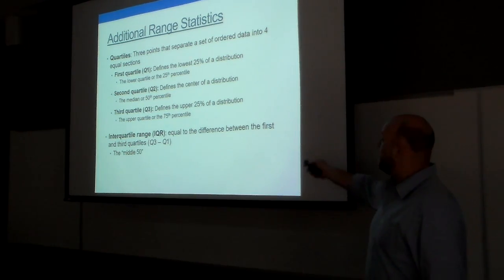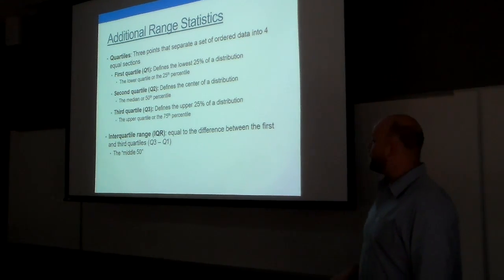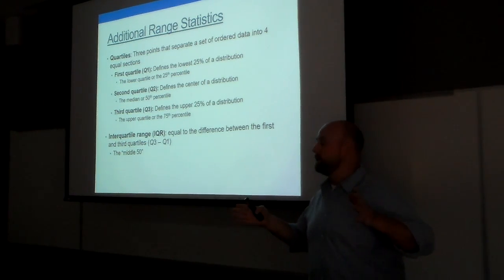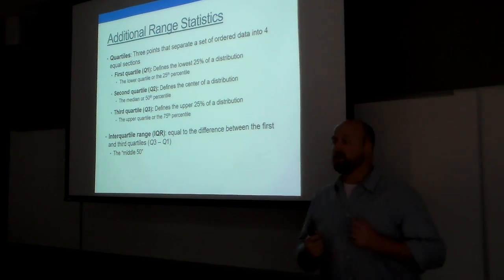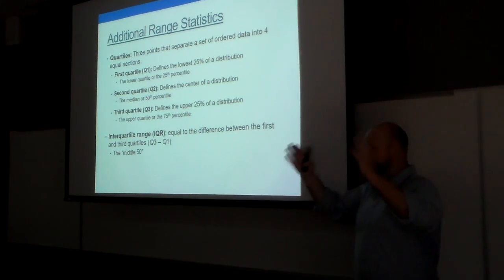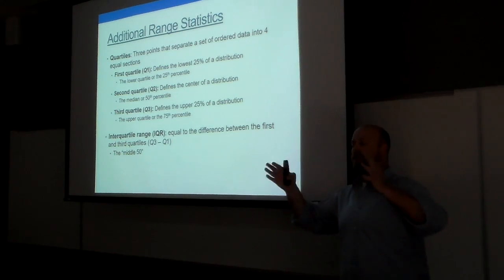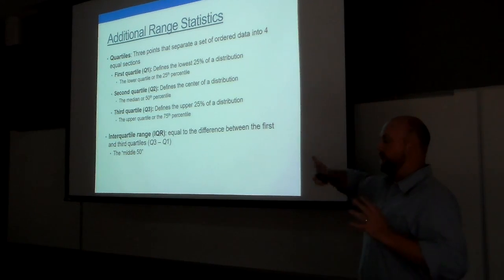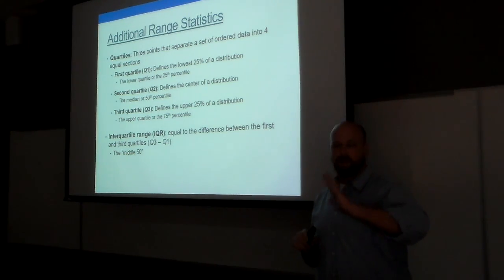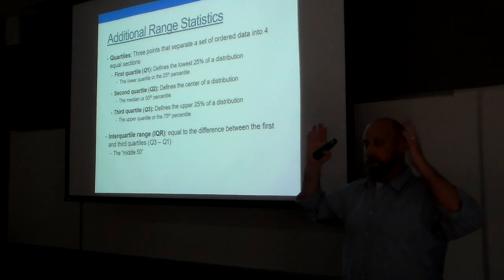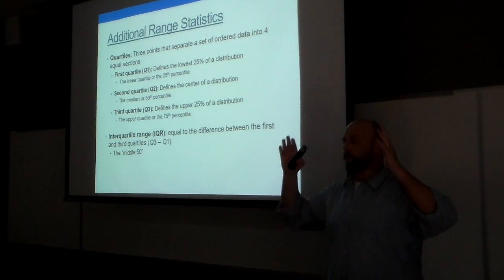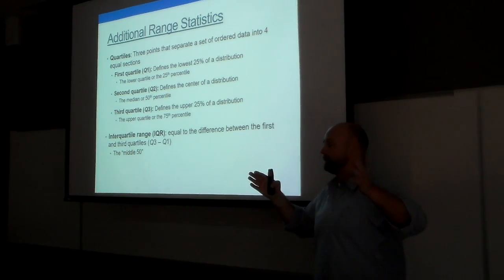So breaking things up into quartiles, we have the first, second, and third quartile, and then our interquartile range. This is equal to the difference between the first and the third quartiles. You'll hear this referred to as the middle 50. It's taking the middle 50% of scores in your distribution. So the upper 25% is cut out and the bottom 25% is cut out. Your interquartile range is just the distance, or the number of values, between your third quartile and your first quartile.